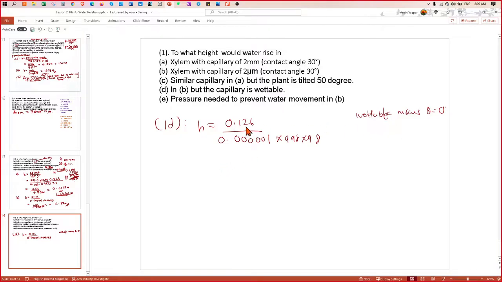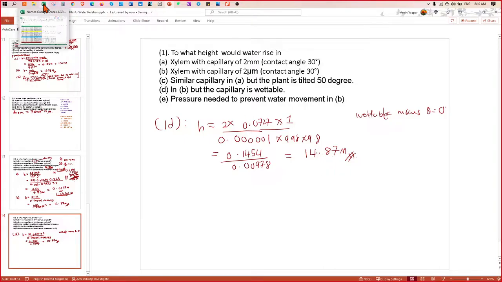So now you need to change this into 2 times 0.0727 times cos 0, which is 1. Okay, so you would get something like, what do we get? 0.1454. Okay, now the same, it equals to 14.87 meter. Okay, did you get this, everybody? Or did you not get this? Get. Okay, that's good.